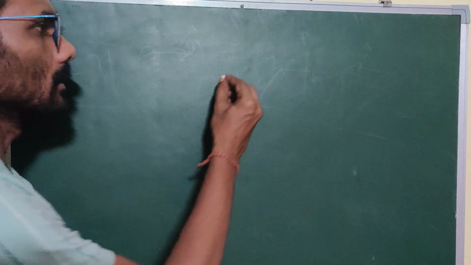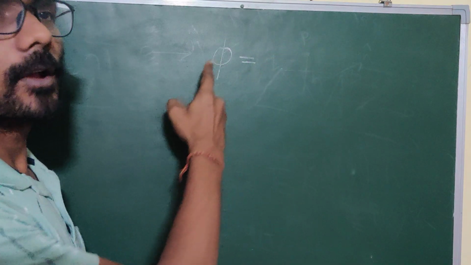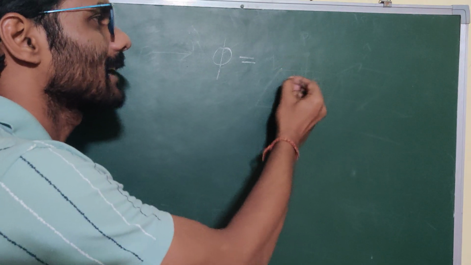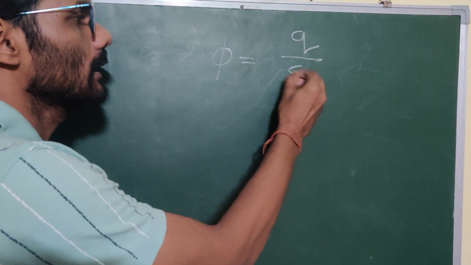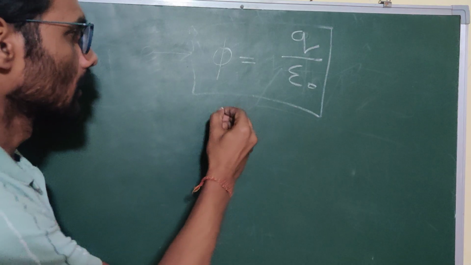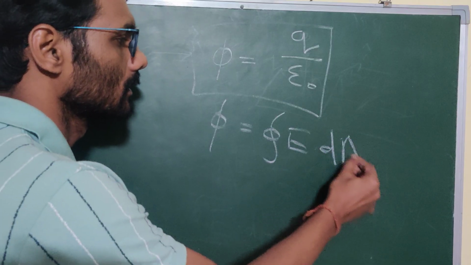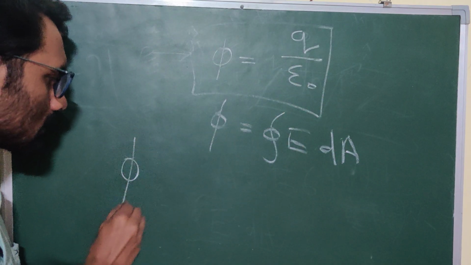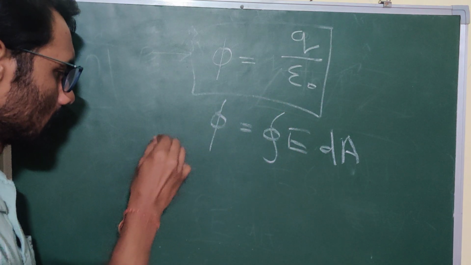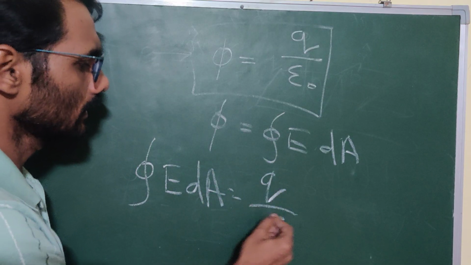Suppose the charge is Q, so the total flux is 1 by epsilon times the charge enclosed. Let's say charge q, so q by epsilon naught. And we just got the integral of E dot dA. So we can wrap up with this formula, phi equal to this much. So from these two terms, the integral of E dA equals q by epsilon naught.